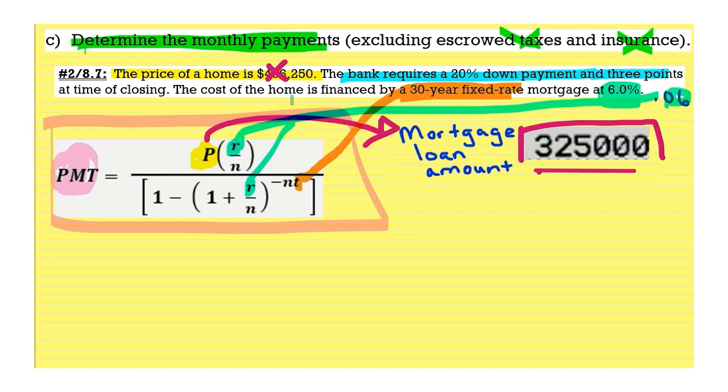And then how many times a year do you make a house payment? You make a house payment 12 times a year. So the N is going to be equal to 12. And of course, the N is here, here, and here.